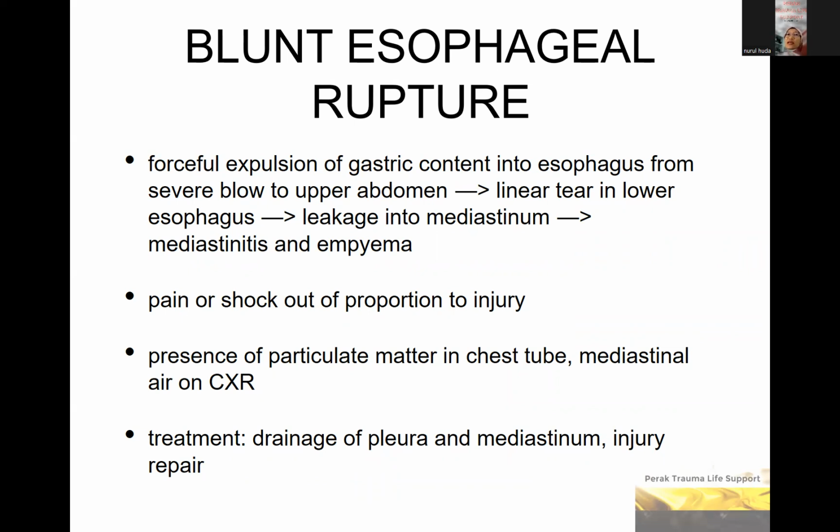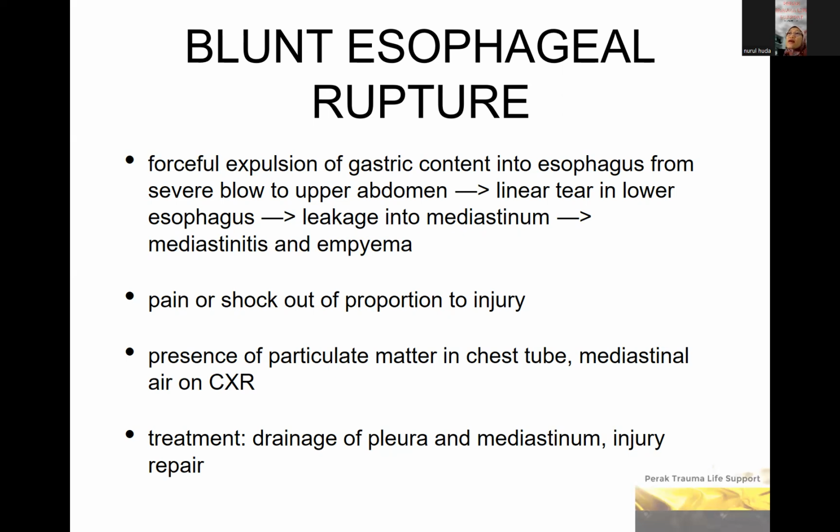On the chest X-ray, you can see the presence of particulate matter in the chest tube. When you insert the chest tube, you can see the presence of particulate matter. Or when you perform a chest X-ray, you can see the mediastinal air.